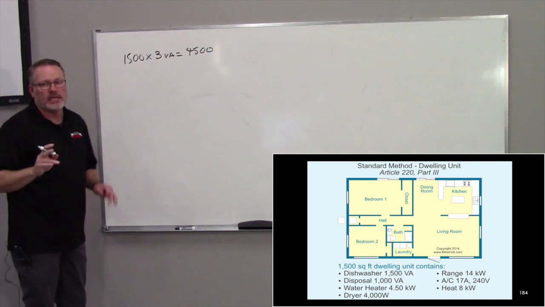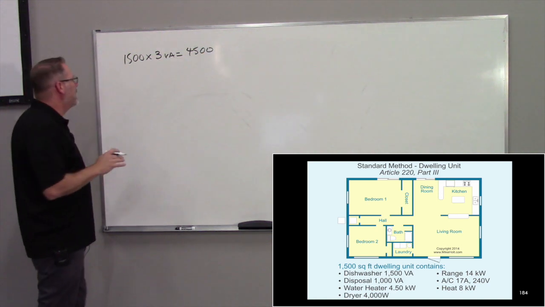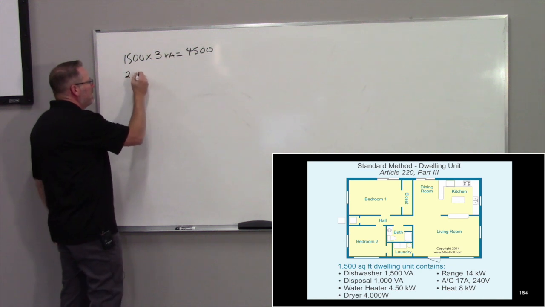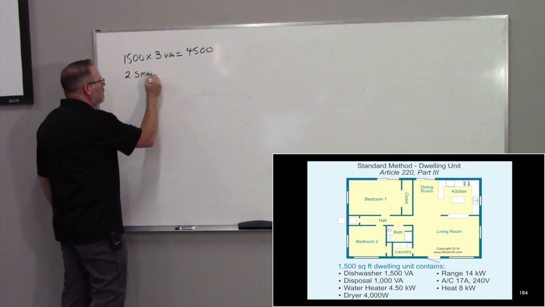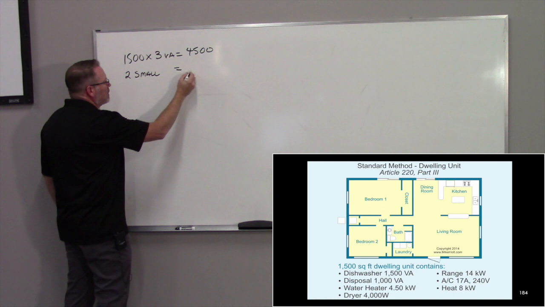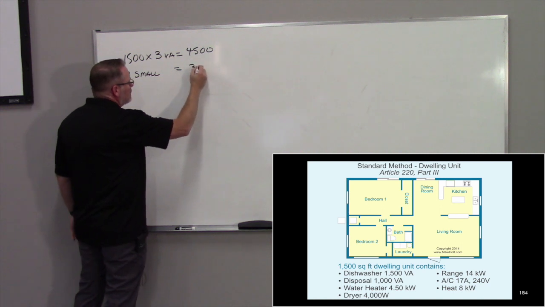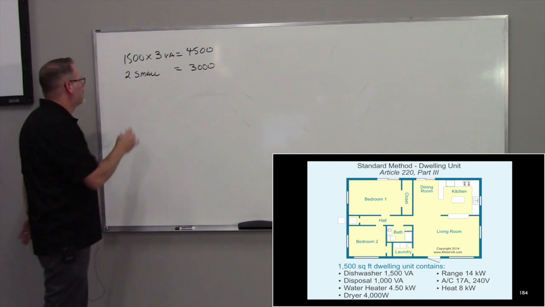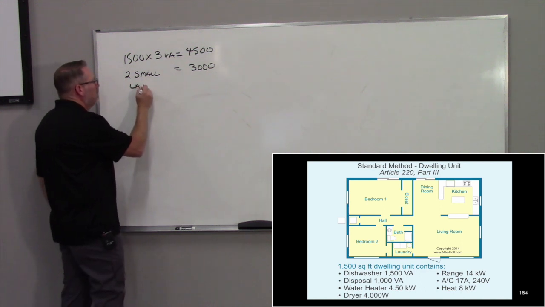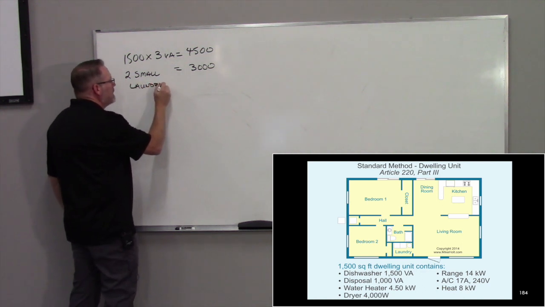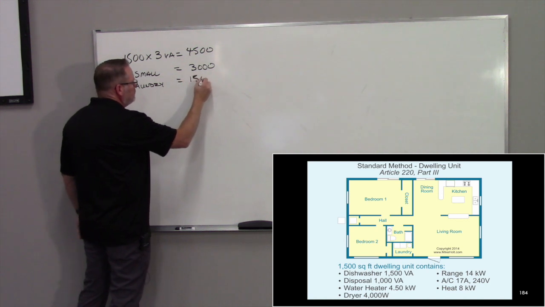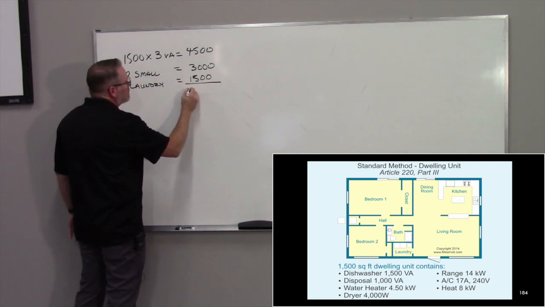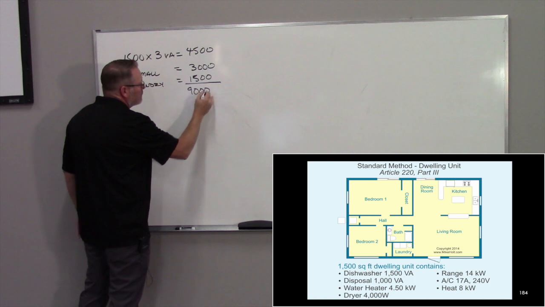And then I also need to remember my 2 small appliances. Those are 1,500 a piece, so a total of 3,000. And then I've got my laundry load, and that is going to be 1,500. So what I've got here is a total of 9,000.